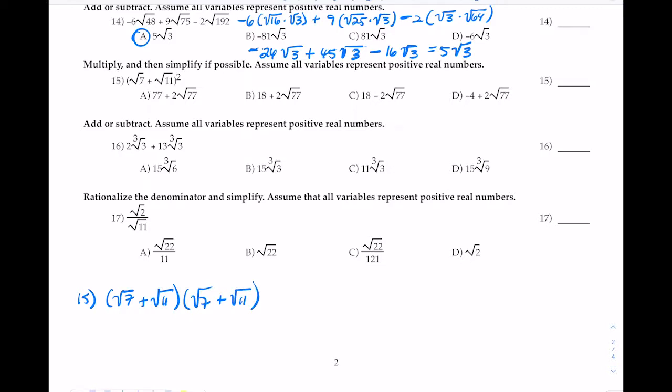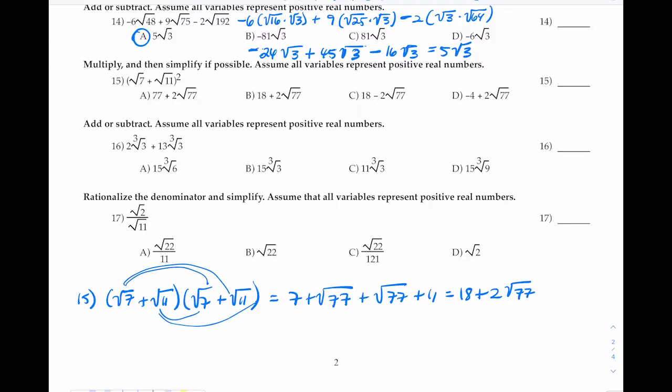Okay, so if I use FOIL, I'm going to do first times first. Square root of 7 times the square root of 7 is just 7. Outer, that's going to give me the square root of 7 times 11. Inner, and then last times last. So I can combine like terms. 7 plus 11 gives me 18. And I have two square root of 77s. So my final answer is 18 plus 2 root 77, which would be letter B.